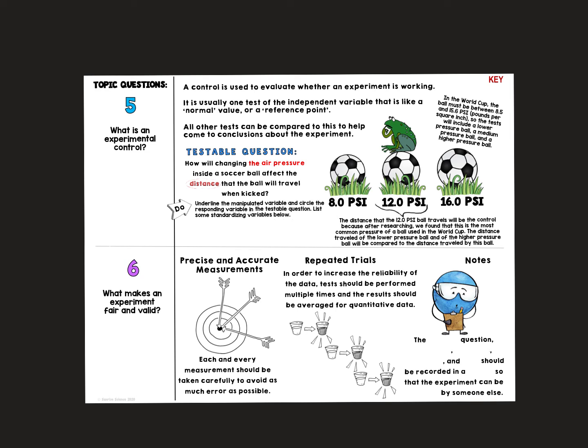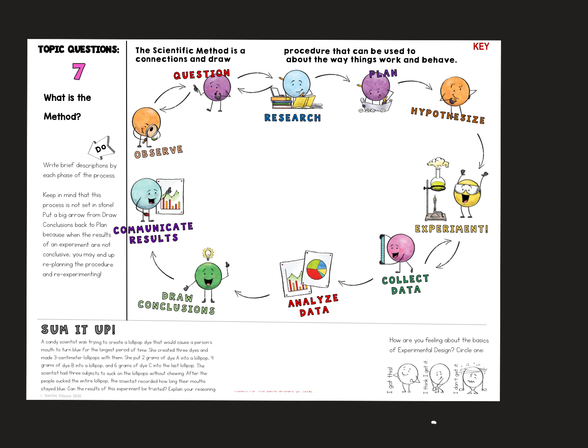The last thing is detailed notes. The testable question, variables, materials, procedure, and data should be recorded in a journal so that the experiment can be repeated by someone else. Our final question is, what is the scientific method?